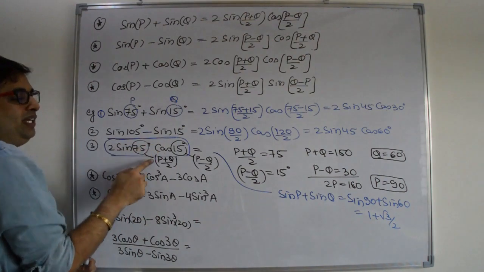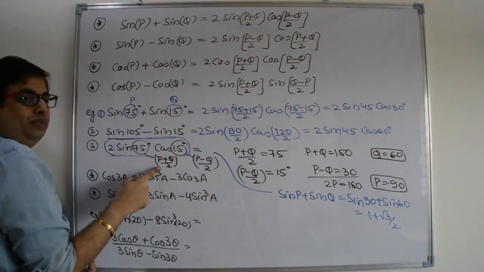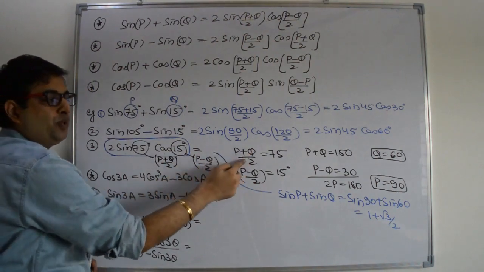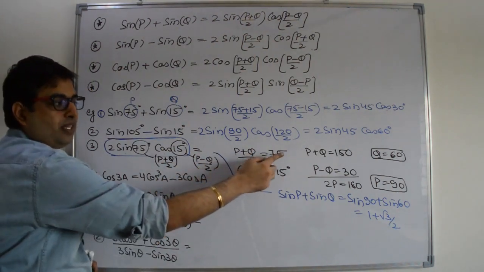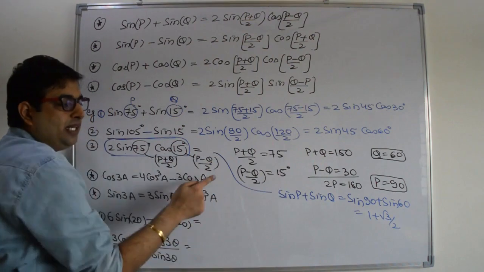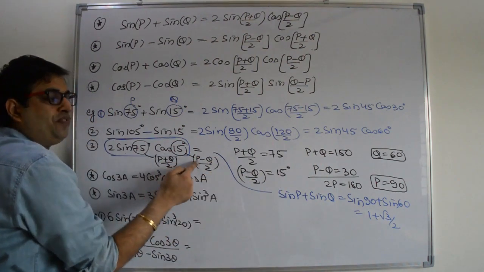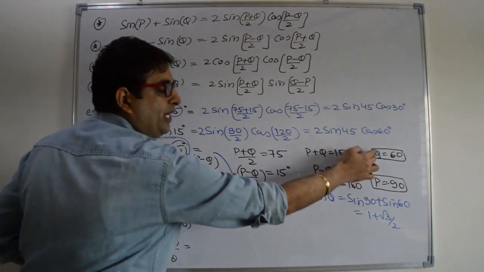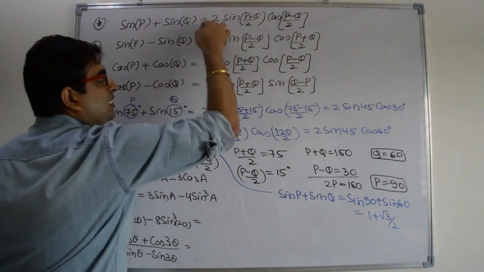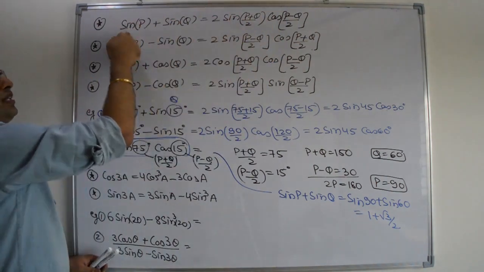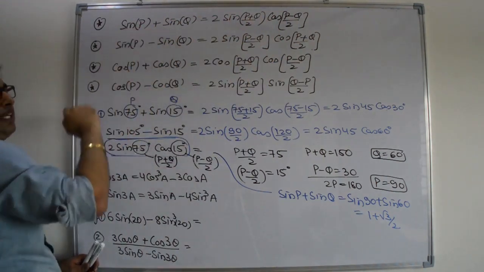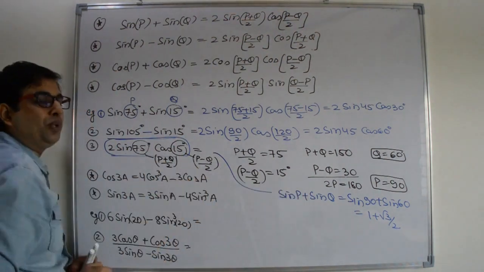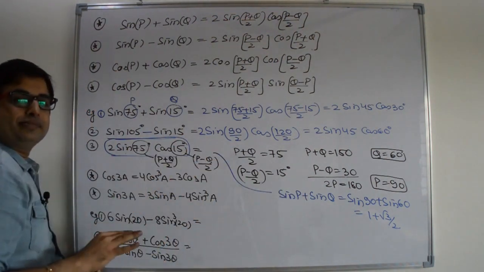So this higher angle should be P plus Q by 2. Lower angle is P minus Q divided by 2. So P plus Q divided by 2 is 75. P plus Q will be 150. P minus Q divided by 2 is 15. So P minus Q is 30 degree. Solve it, you will get P and Q and replace this data with this data, sin P plus sin Q. So this term is equal to sin P plus sin Q. I hope you understood this.